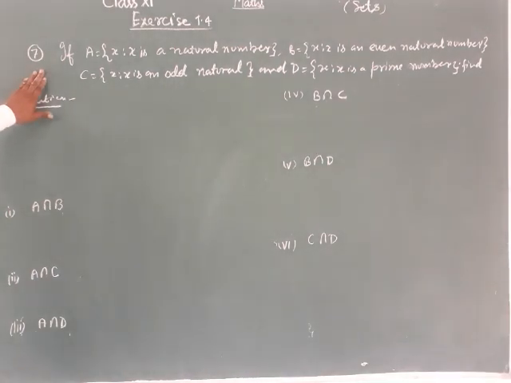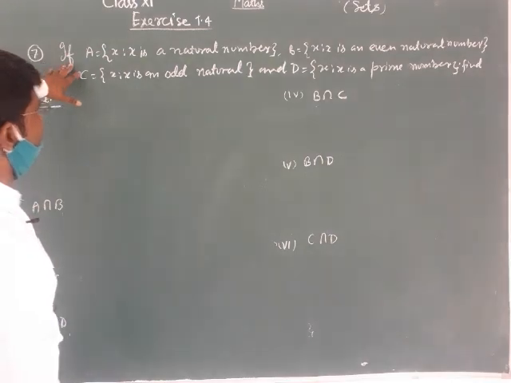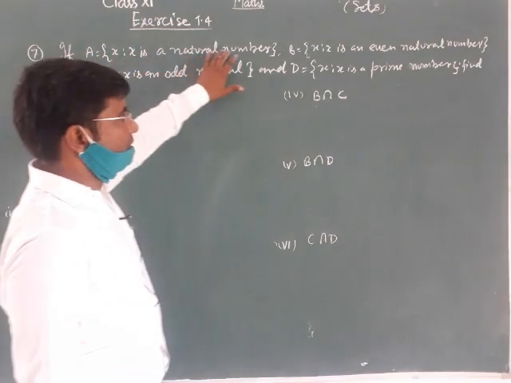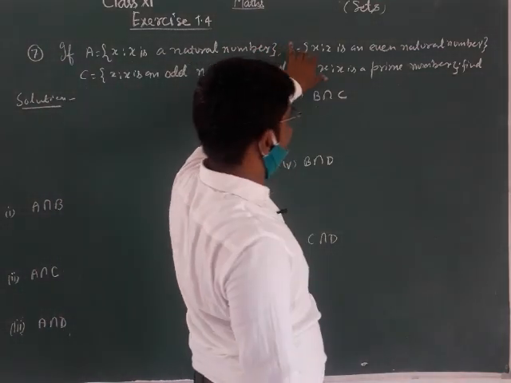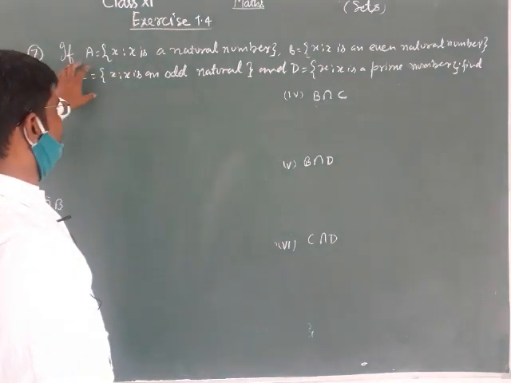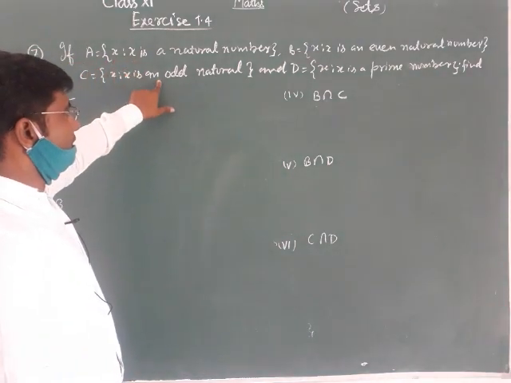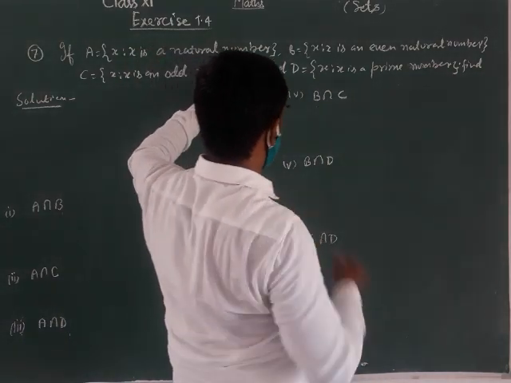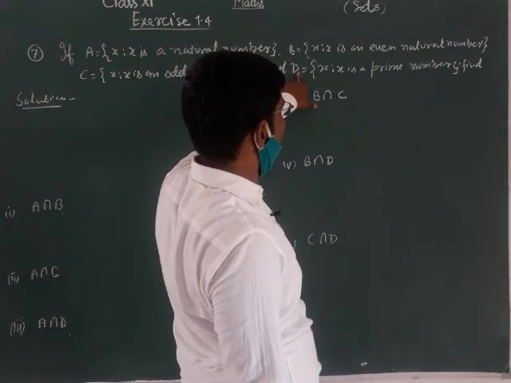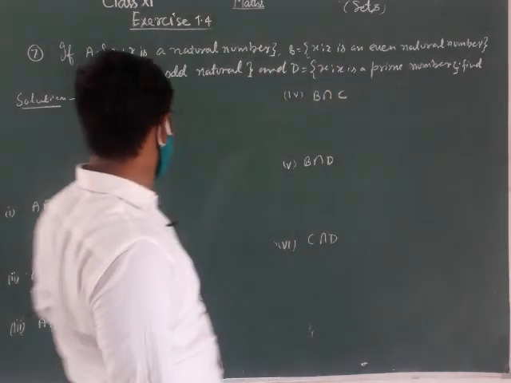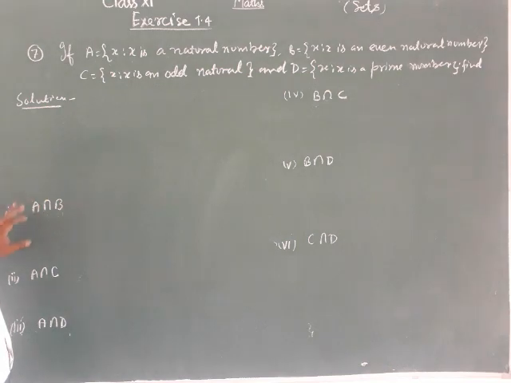Question number 7. Given the sets A is x such that x is a natural number, B is x such that x is an even natural number, C is x such that x is an odd natural number, and D is x such that x is a prime number. Find A intersection B, A intersection C, A intersection D.